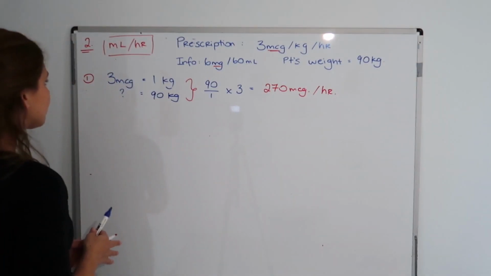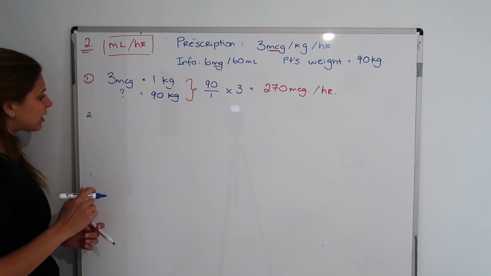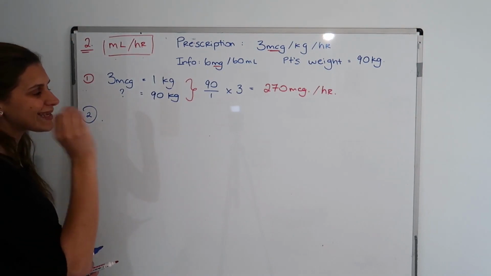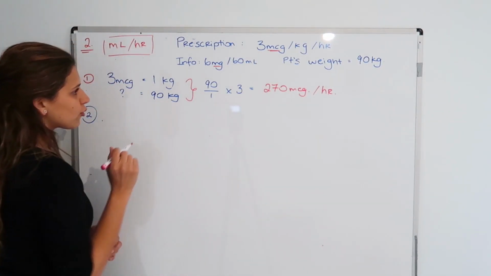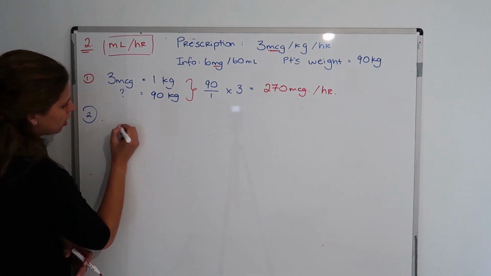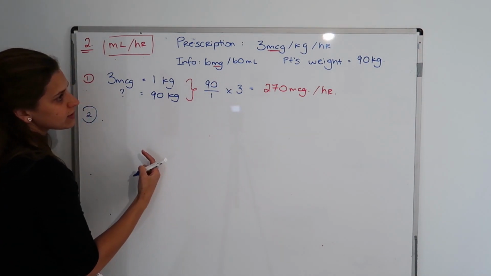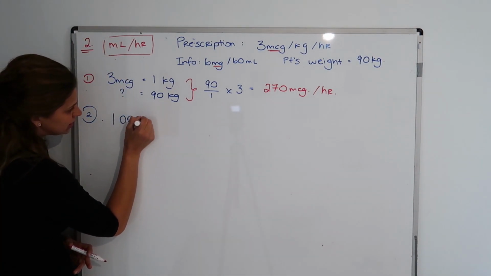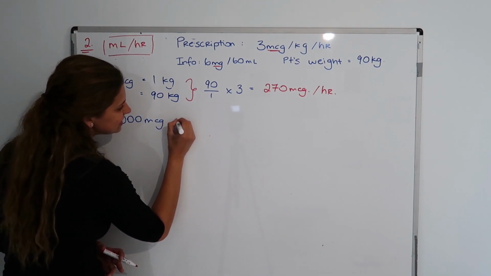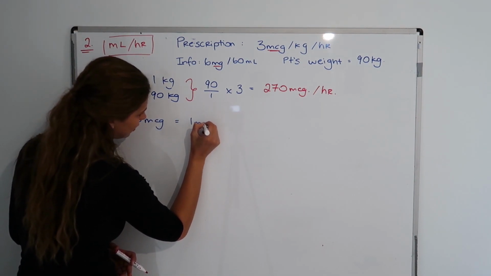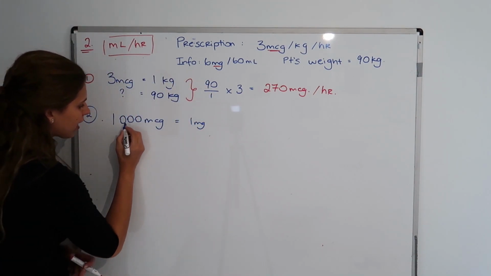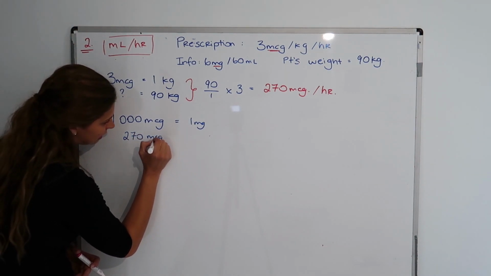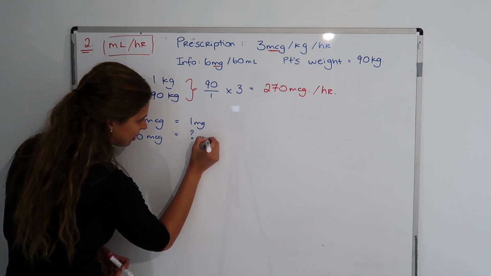That is step 1. Step 2, they like to make our life difficult. They gave us different values. So step 2 is get the same value, okay? And we are going to switch from micrograms into milligrams. Think, talk to yourself, say, I know that 1000 micrograms is equal to 1 milligram. So, how much is 270 micrograms worth in milligrams?